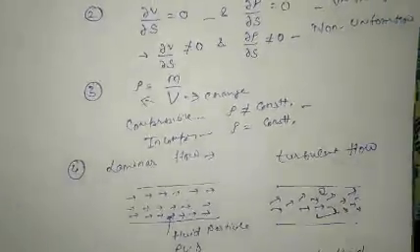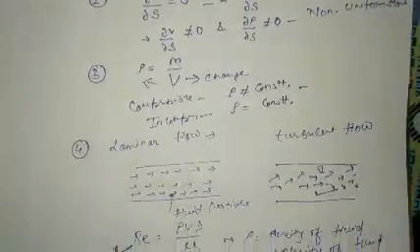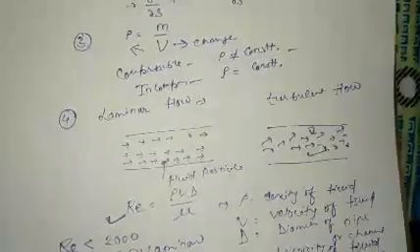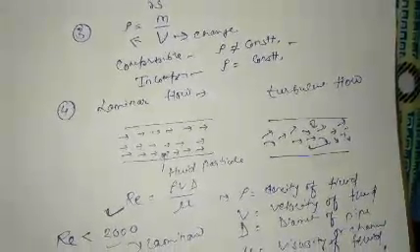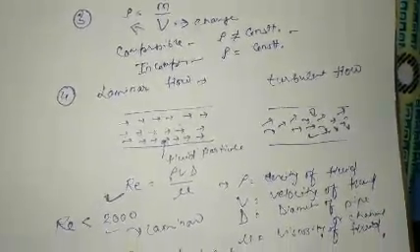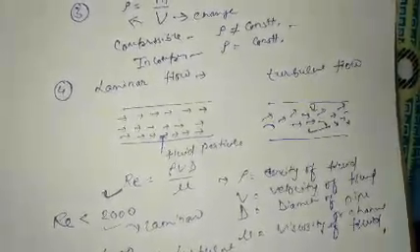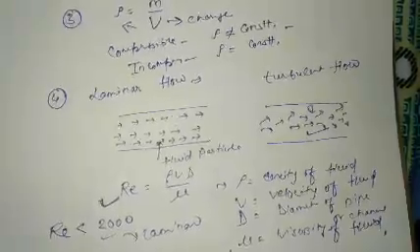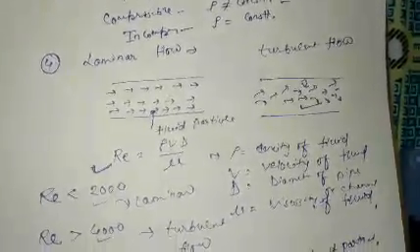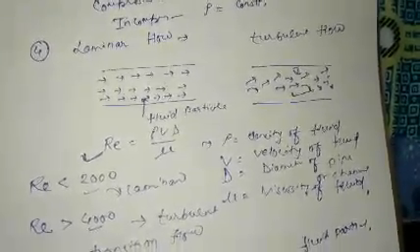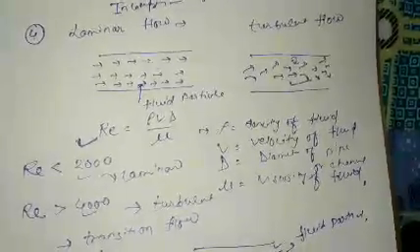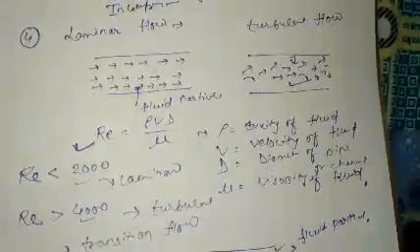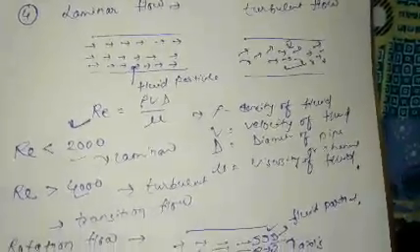We can identify these flows by the Reynolds number. Reynolds number is rho v d upon mu, where rho is the density of the fluid, v is the velocity of the fluid, d is the diameter of the pipe, and mu is the viscosity of the fluid. If the value of the Reynolds number is less than 2000, that is laminar flow, and if it is greater than 4000, that is turbulent flow. If the Reynolds number lies between 2000 and 4000, that is the transition flow, right?